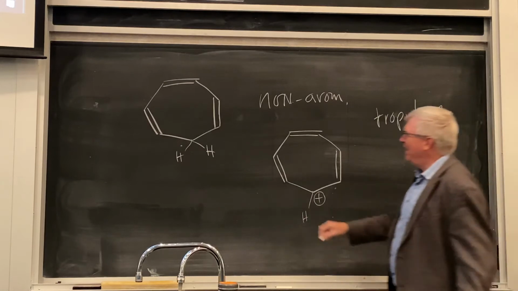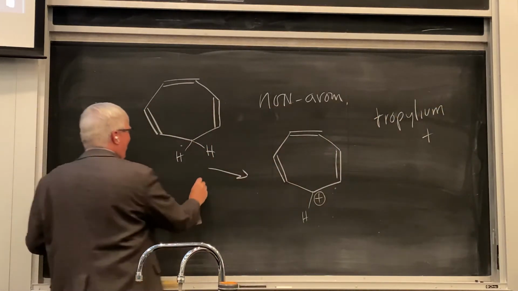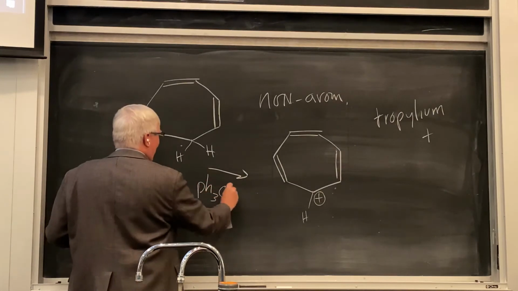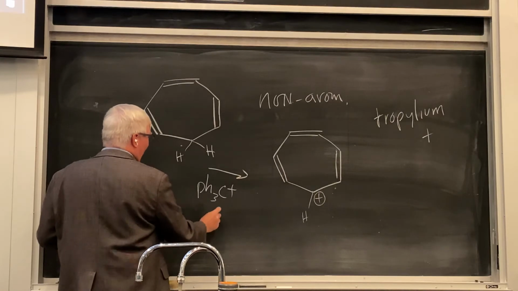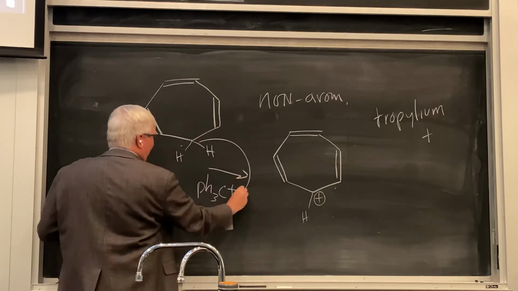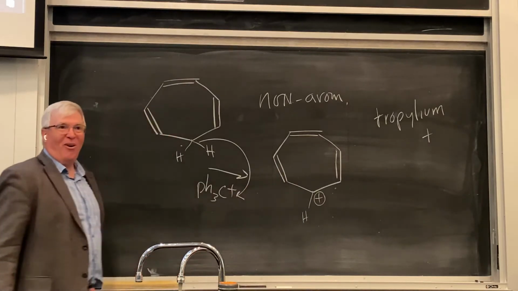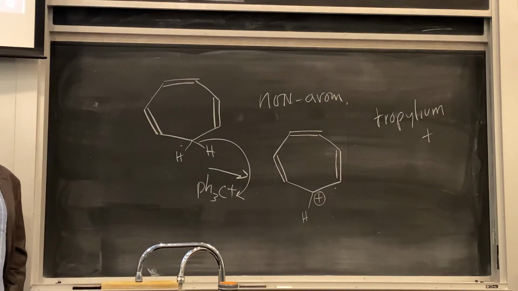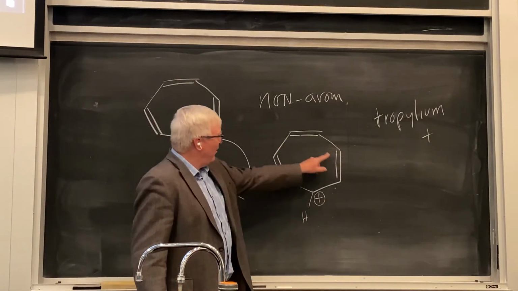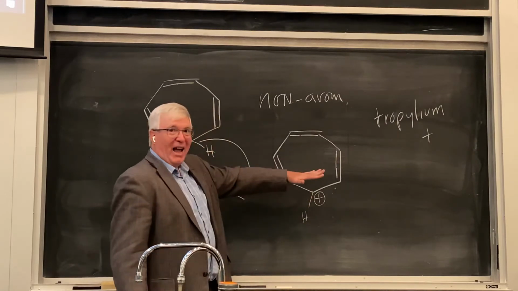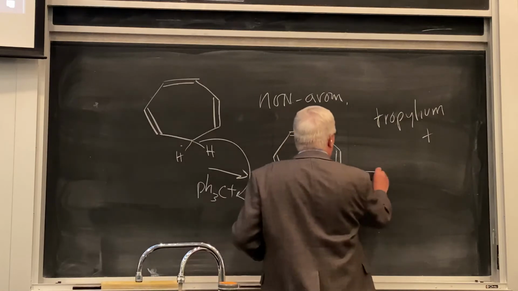Okay. In fact, you make it from the cycloheptatriene and you react it with triphenyl methyl cation or trityl cation. And this will actually pull off a hydride and make the tropylium cation. Why? Because tropylium cation is aromatic, right? It's got how many pi electrons? 1, 2, 3, 4, 5, 6 pi electrons. It's flat if you take an X-ray structure of this molecule, and you can do resonance structures of this, right?